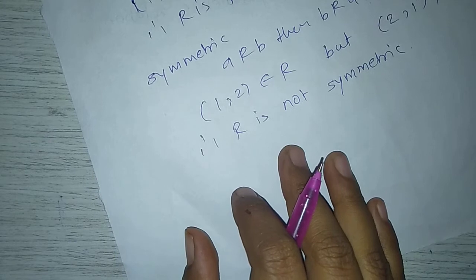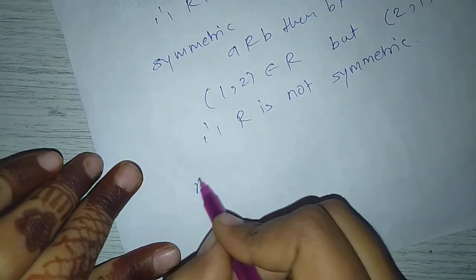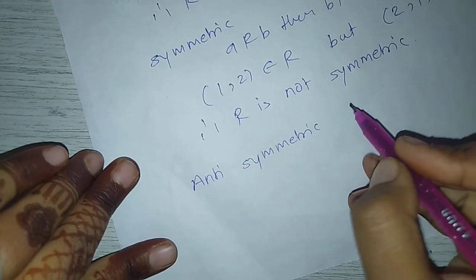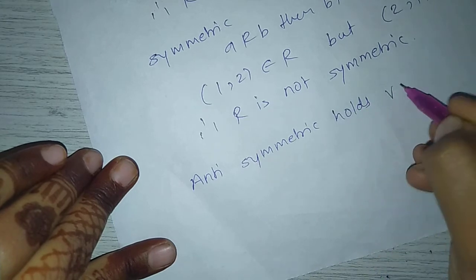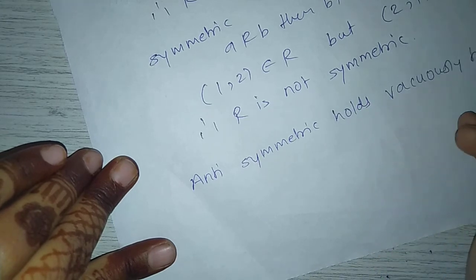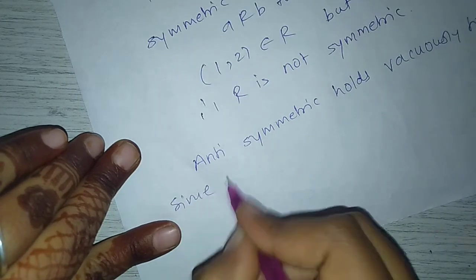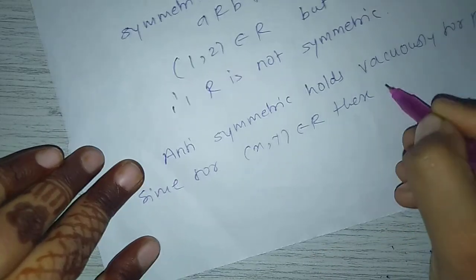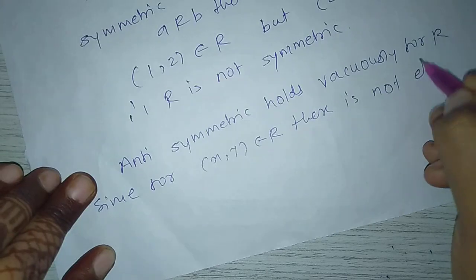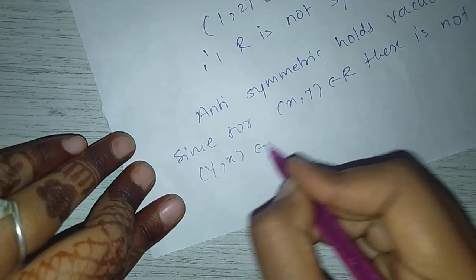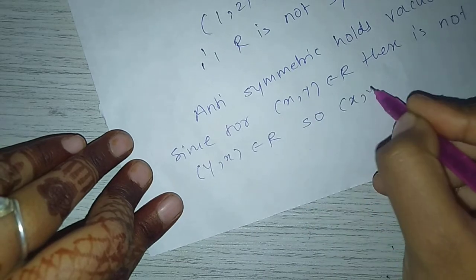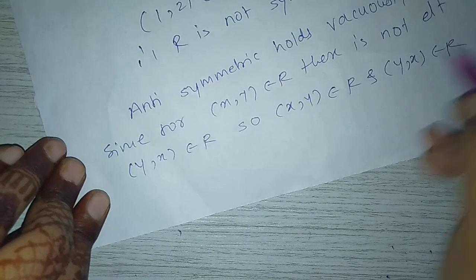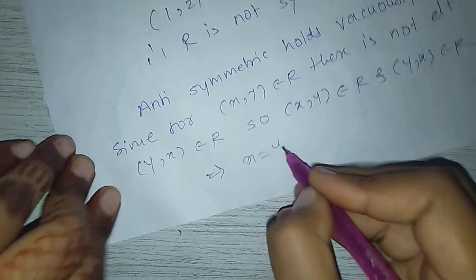For antisymmetric, it holds vacuously for R, since for (x,y) belongs to R, there is no element (y,x) belongs to R. So (x,y) belongs to R and (y,x) belongs to R implies x = y.